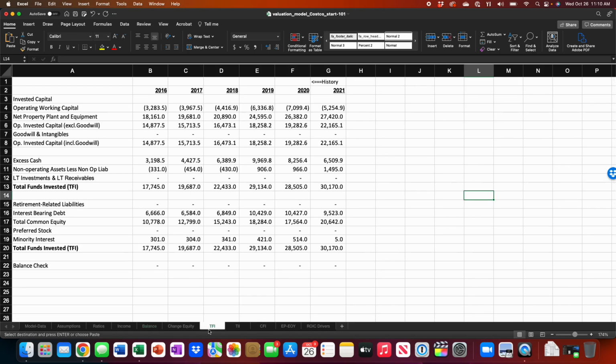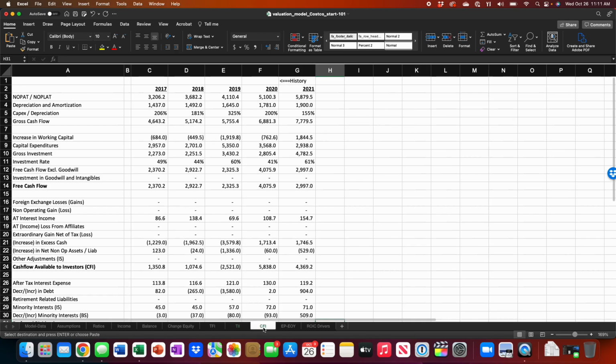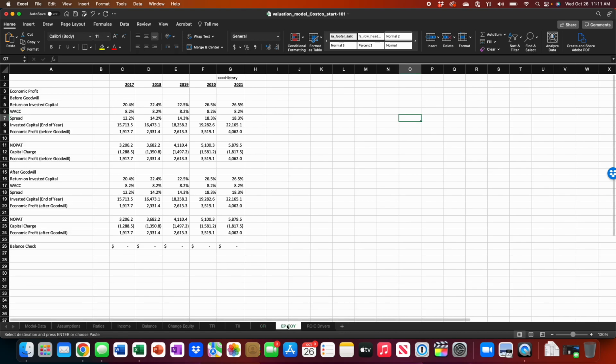TFI, you would have appreciated, is the rearranged economic statement of total funds into investors. Now again, because we're using a standardized balance sheet, the TFI will work every time and be rearranged. So you don't have to do this. I'm sure you'd appreciate this on your midterm, but there's the correct balanced TFI. Same thing with the TII, which is mapped to the income statement. There's the historical TIIs converted, which then create the CFIs. And the next tab is the economic profits.